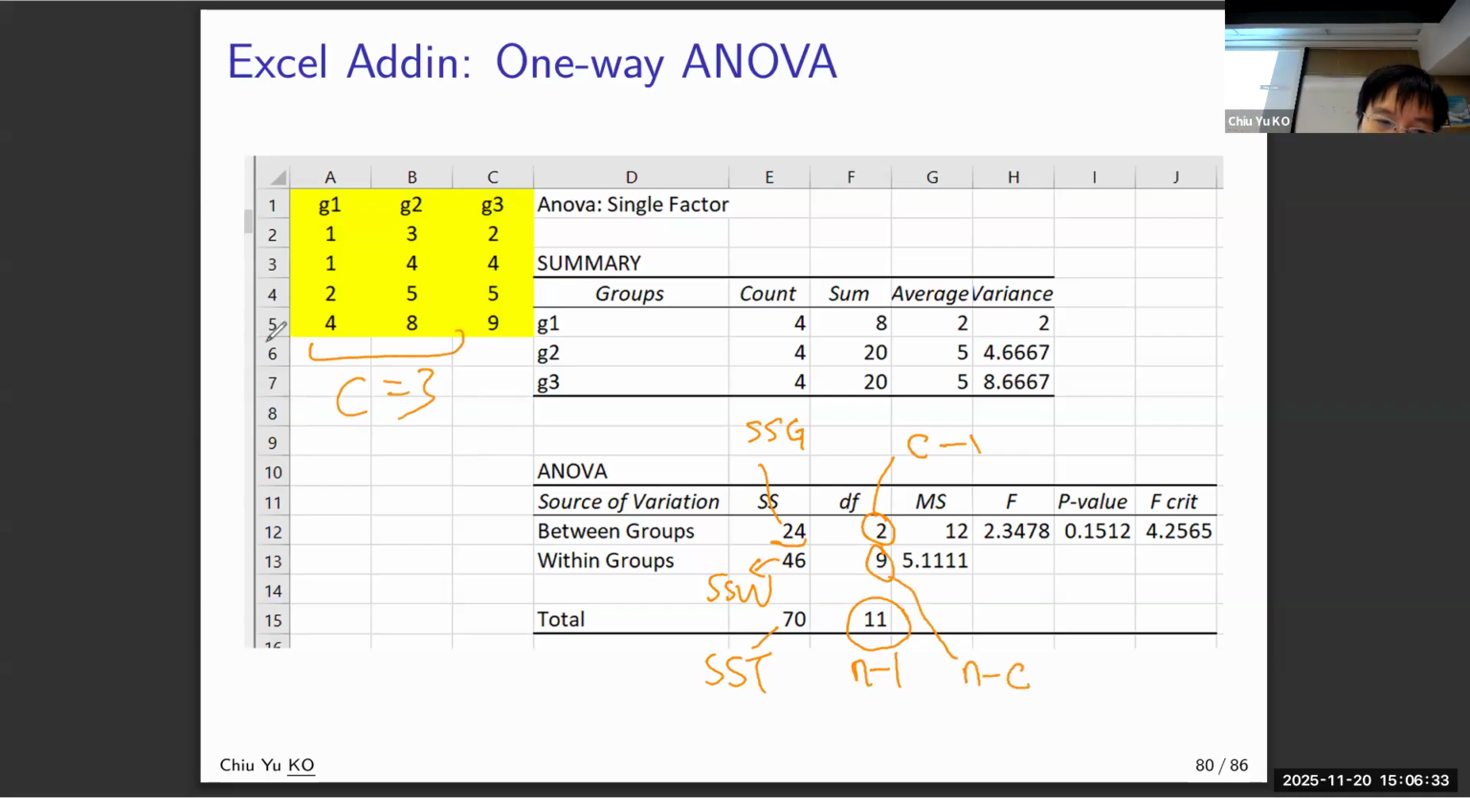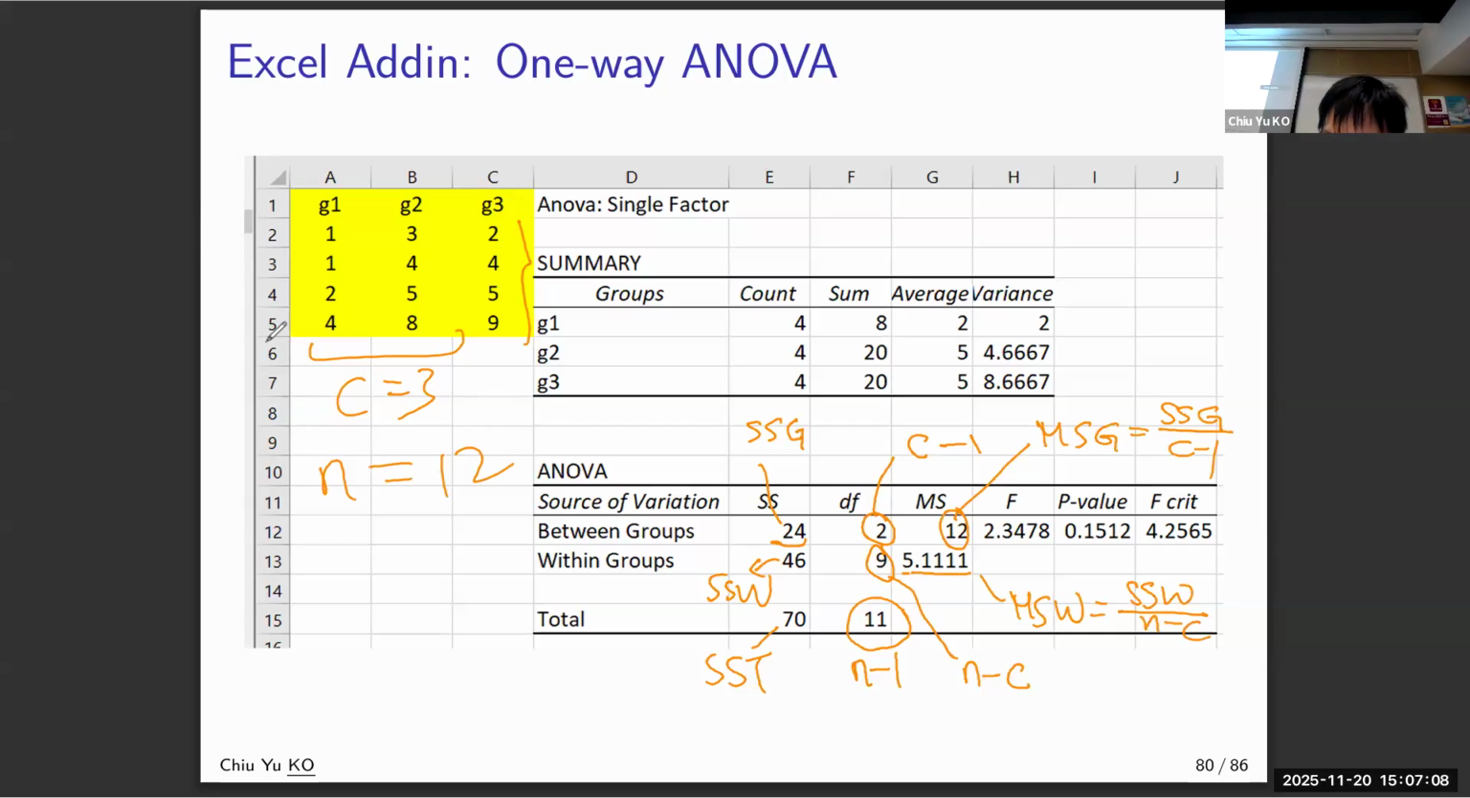N is 12 because 3 times 4, right? And what is this guy? This guy is MSG, which is SSG divided by C minus 1. So that is, sorry, this is E12 divided by F12. And this is MSW, that is SSW divided by N minus C.